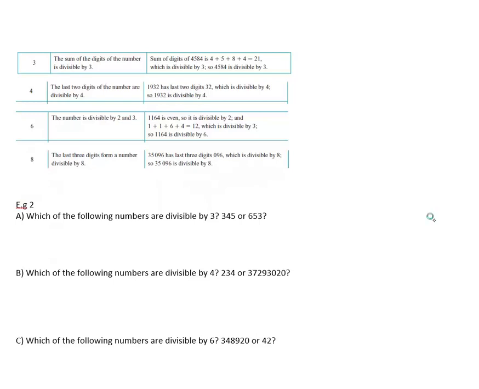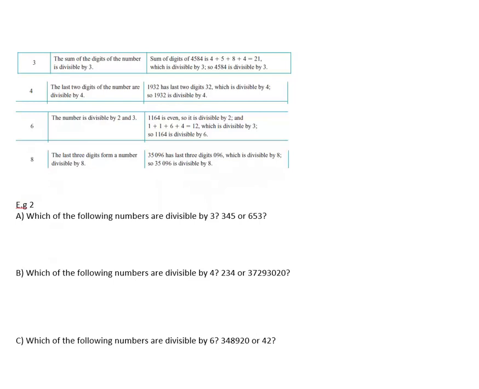Okay, now for 6, we actually just need to test whether it's divisible by 2 and if it's divisible by 3. So check if it's even by looking at the last digit as we did above. And then we can sum up the digits and see if it is divisible by 3. So if it's divisible by both 2 and 3, then it must be divisible by 6.